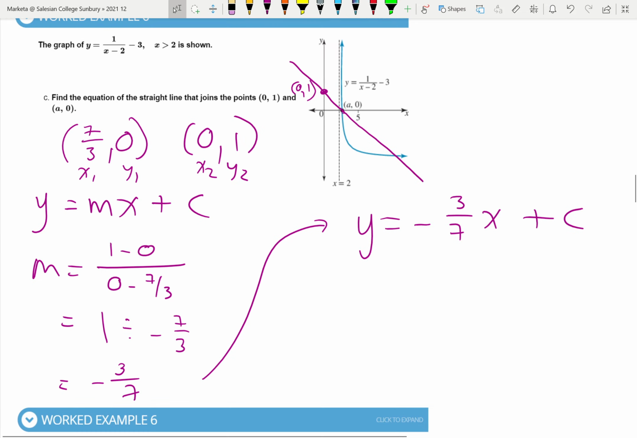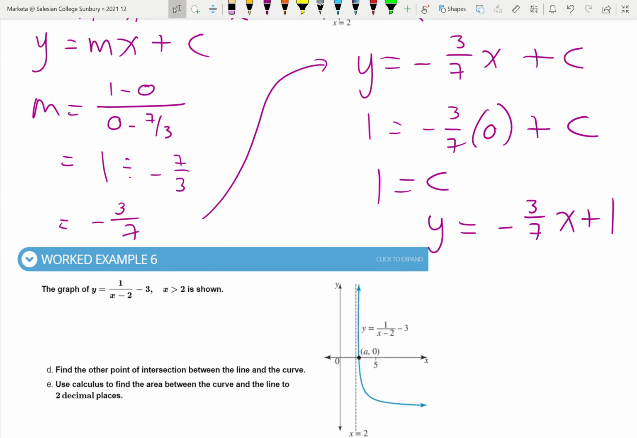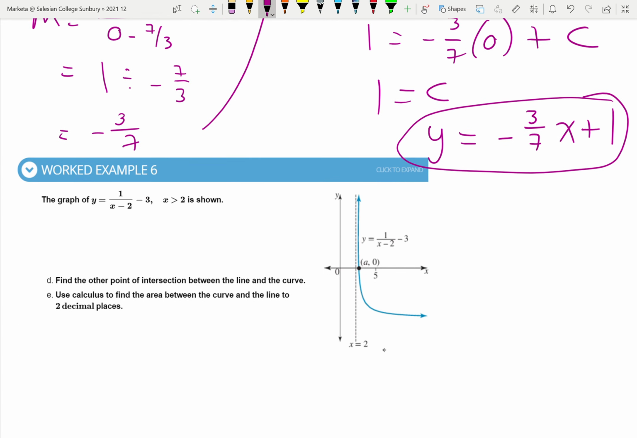And let's sub in a point. This is the easier one, so we'll do that. 1 equals -3 on 7 times 0 plus c. So c equals 1. So our line would be y equals -3 on 7 x plus 1. And there's no need to times everything by 7 or anything like that. That will be just fine. So now we've got that line, and I'll draw it on this one as well.